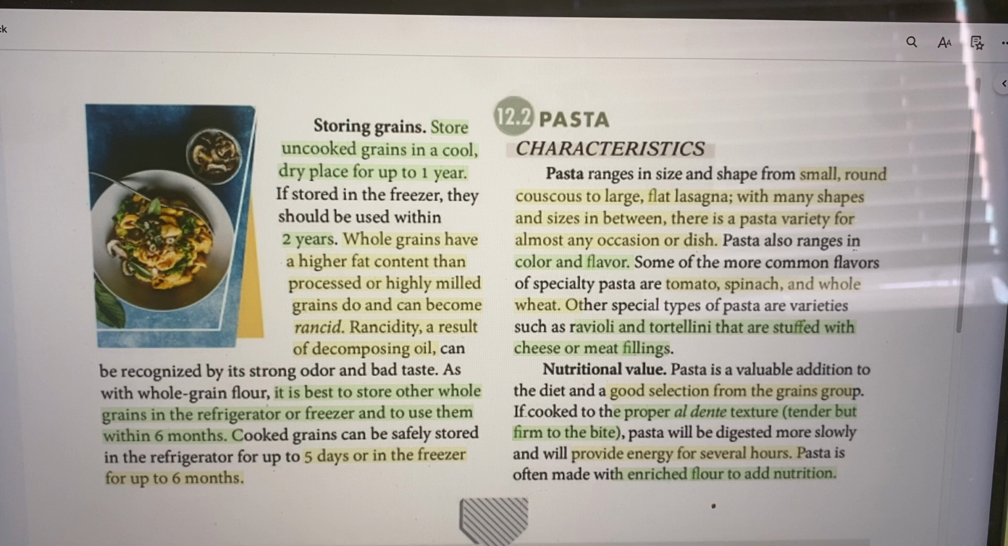It also comes in different colors and in different flavors. So some of the most common flavors of pasta are tomato pasta, spinach pasta, whole wheat pasta. So different kinds of pasta. Other special types of pasta are varieties such as ravioli and tortellini. They're stuffed, because usually these tortellinis are stuffed with little cheese or meat fillings. So you can make a meal of pasta with meat fillings and cheese inside.